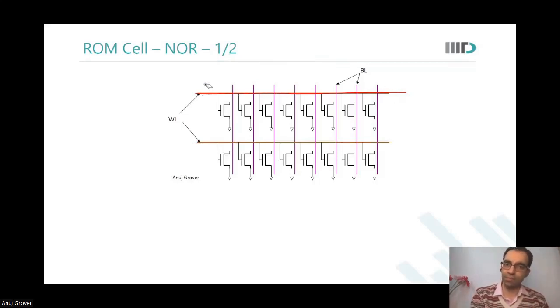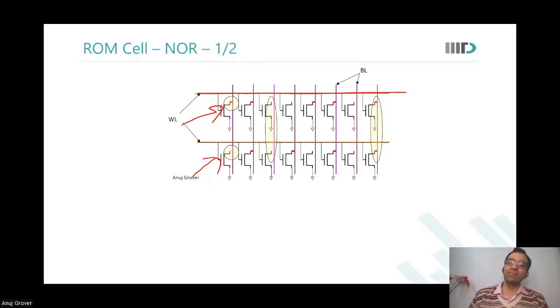Yes, sir. So what we do is we say that wherever I want to write a 0, that is, wherever I want to discharge the bit line, at that place I will connect the transistor to the bit line. At other places I will not. So what happens? This one would discharge, this one would not.